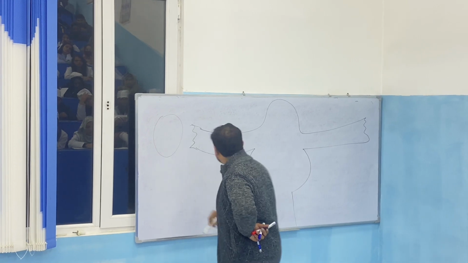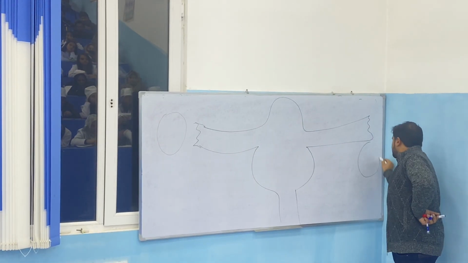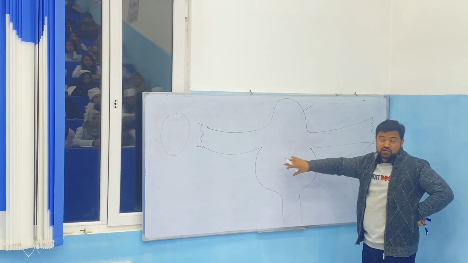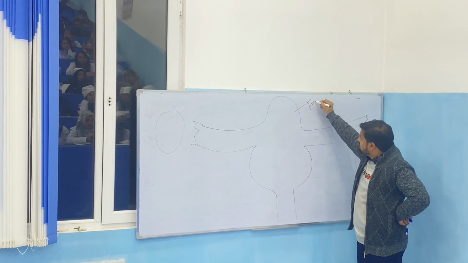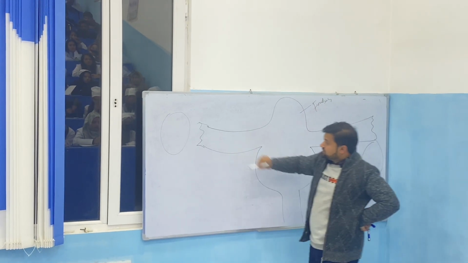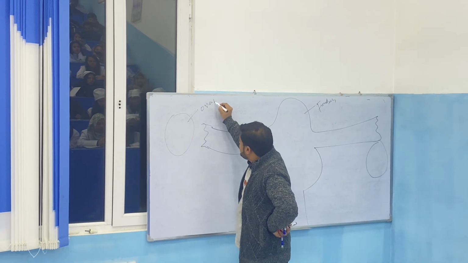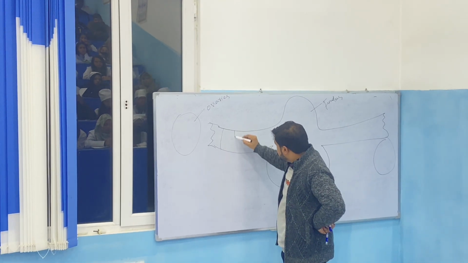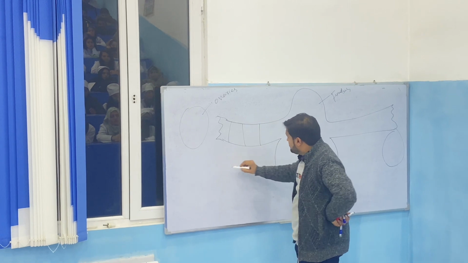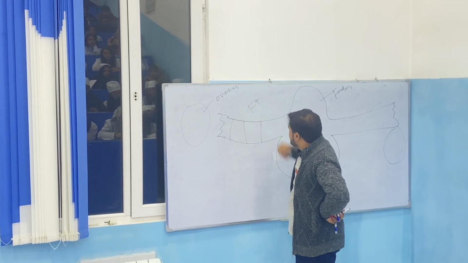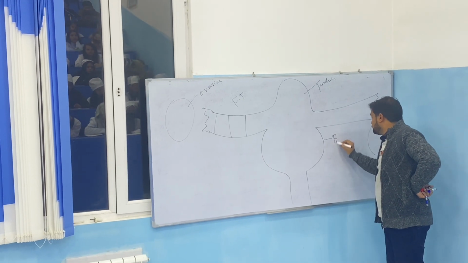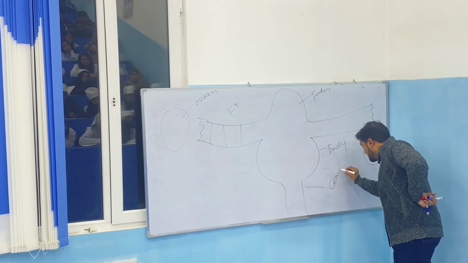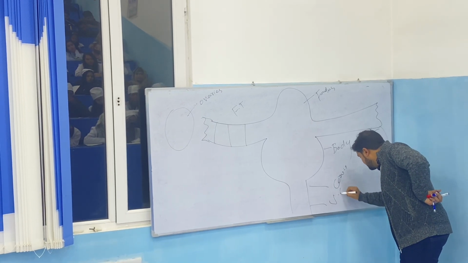Here is the ovary. There are two ovaries, stabilized by some ligaments. This is the uterus, and this is the fundus part. This is the fallopian tube. This is the body of the uterus. Then the cervix, and last, the vaginal canal.